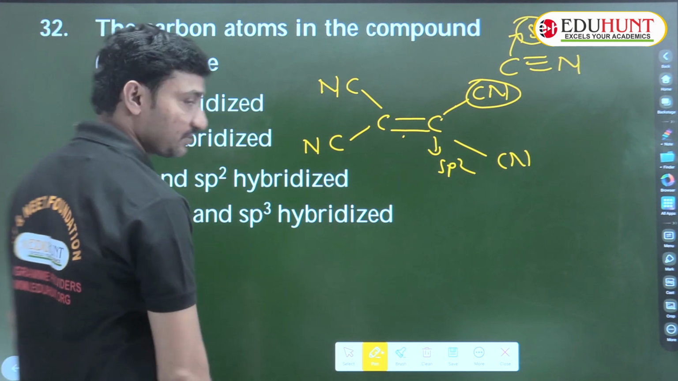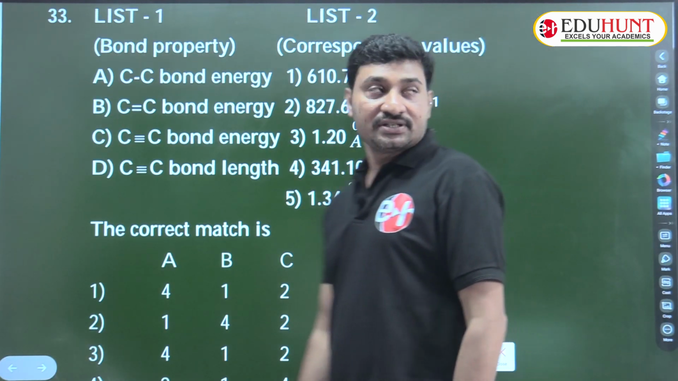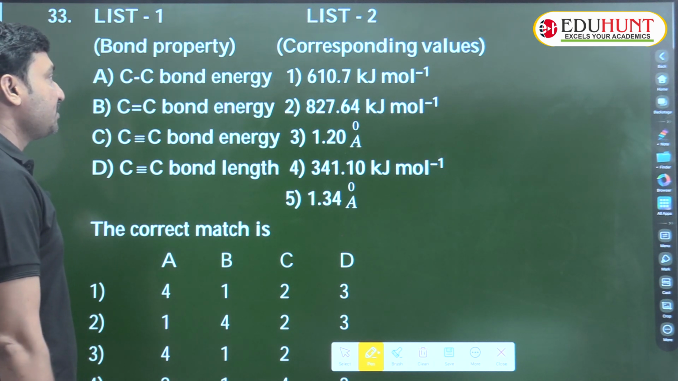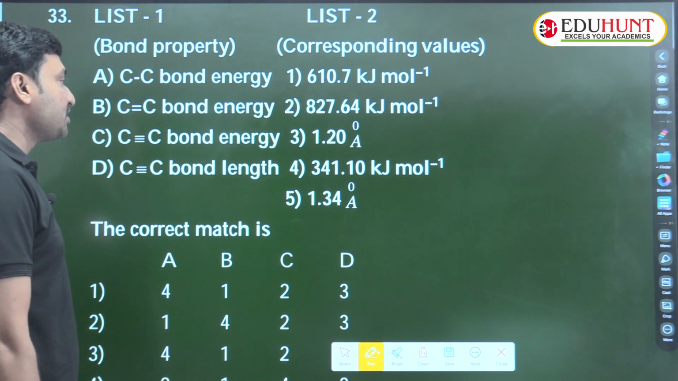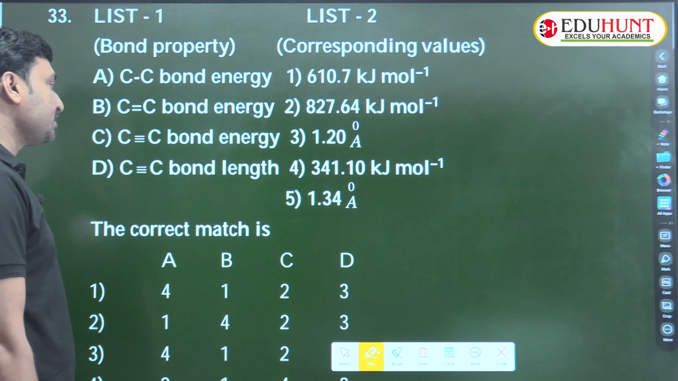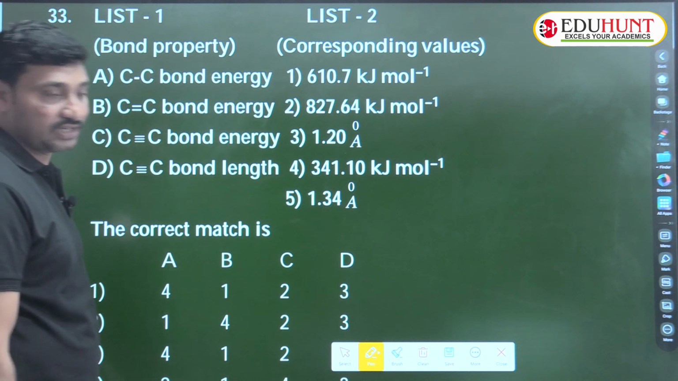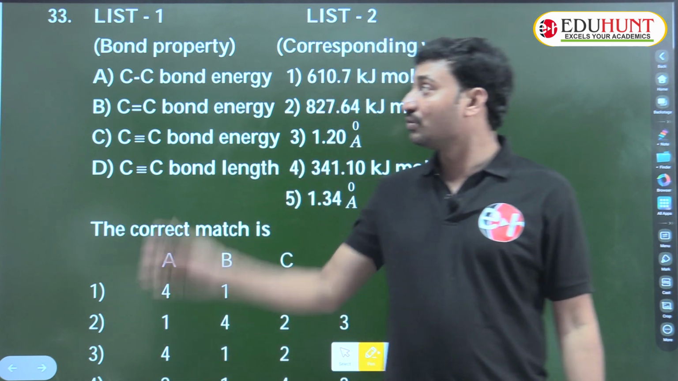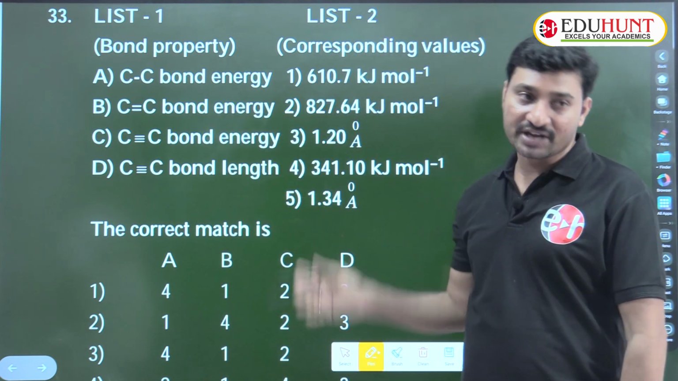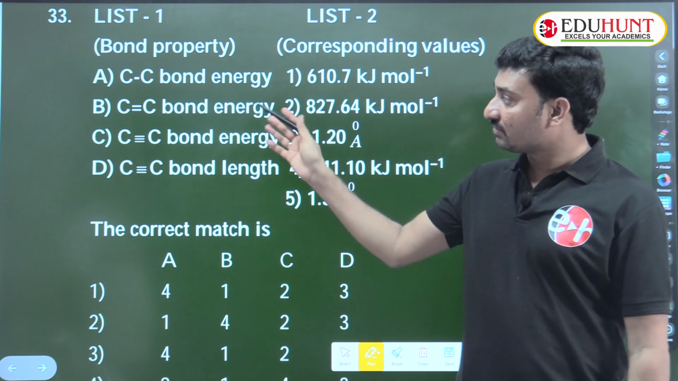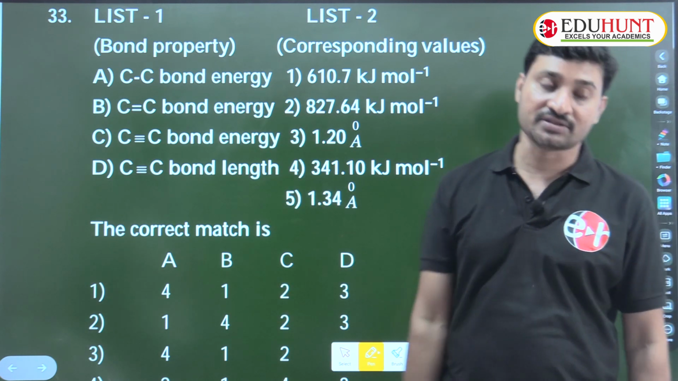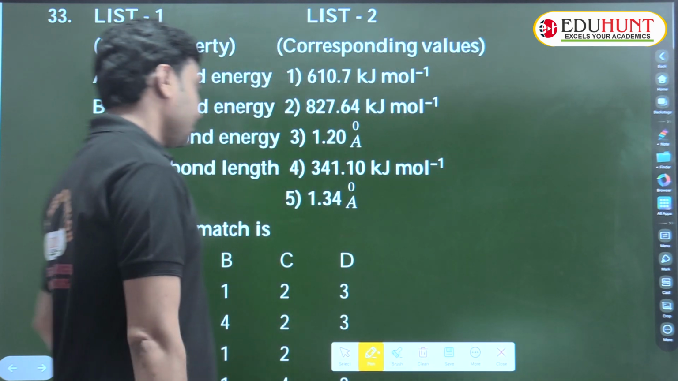So the third option. Now the next question. This is an information based question. C-C bond energy, C double bond C bond energy, C triple bond C bond energy, and C triple bond C bond length. This is the information given in the concept. Once you go through the concept, then you can identify the values. Here there is nothing to solve, just go to the information given in the concept. Next question.